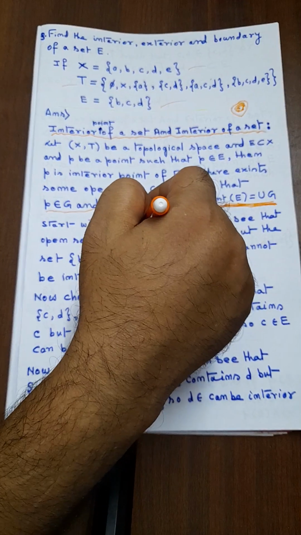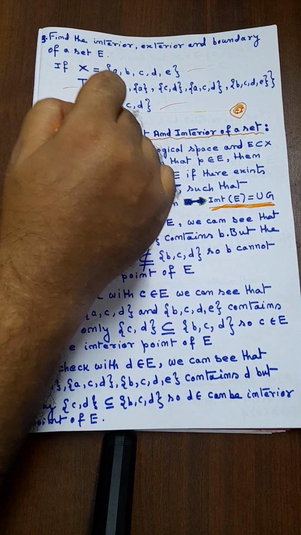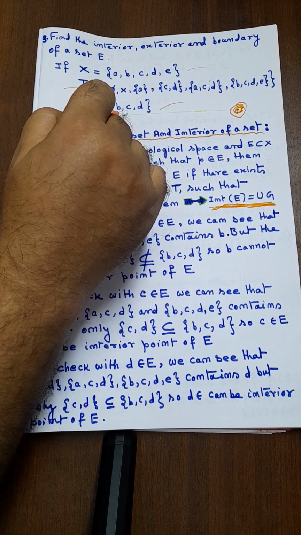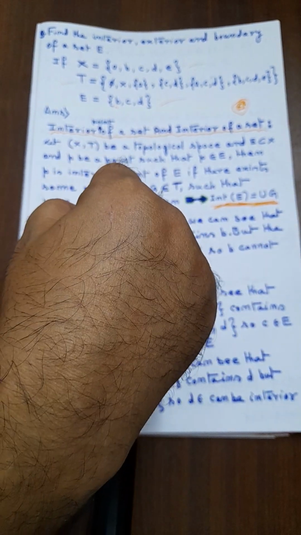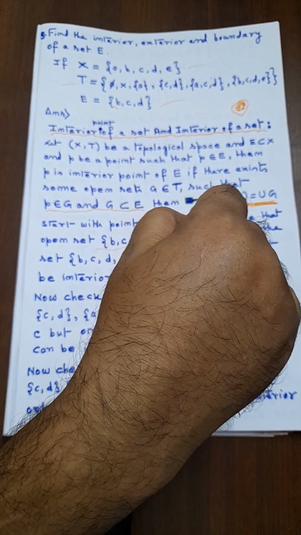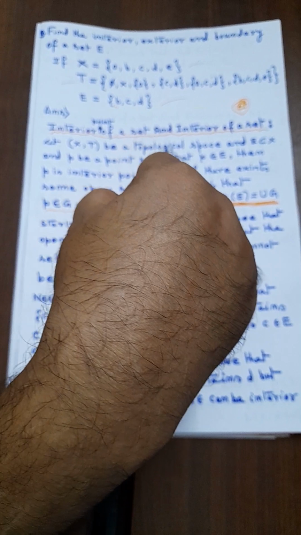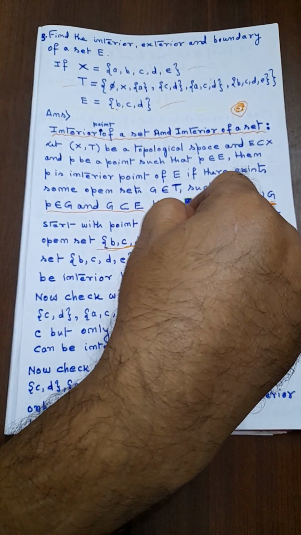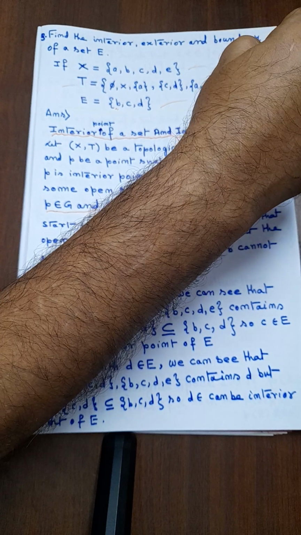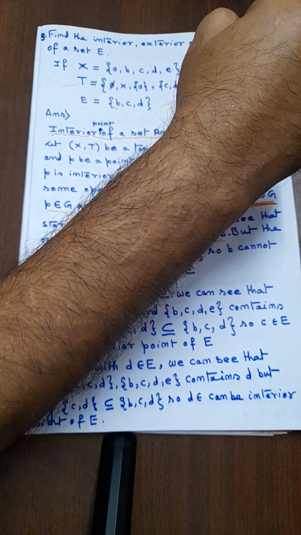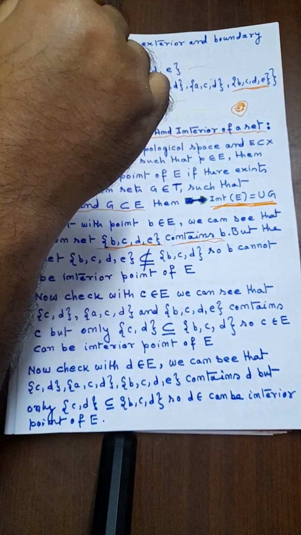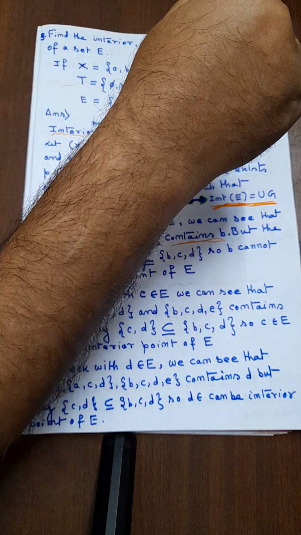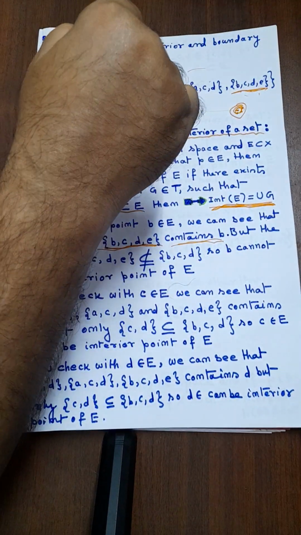So start with the point B, I mean member B of the set E. We can see that the open set {b, c, d, e} contains B, right? At first check that the open set {b, c, d, e} contains B. Yes, it contains B. But if you see, {b, c, d, e} is not a subset of {b, c, d}, right?